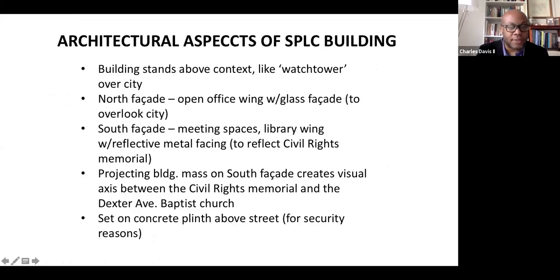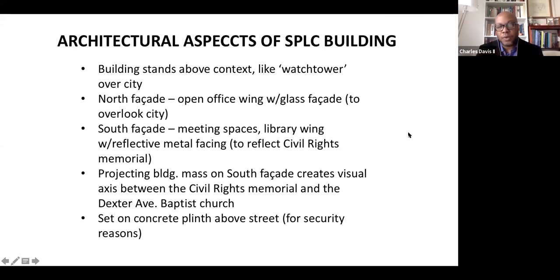So just to collect the points that Lisa Findley isolated in her reading, she said that the building stands above its context like a watchtower over the city, which has political implications when you have a civic organization standing taller than the state and federal buildings in that space. The northern facade is an open office wing with a glass facade to overlook the city. The southern facade has meeting spaces and library wings with reflective metal facing to reflect the Civil Rights Memorial. The projecting building mass on the south facade creates a visual axis between the Civil Rights Memorial and the Dexter Avenue Baptist Church, and it's set on a concrete plinth above the street for security reasons.